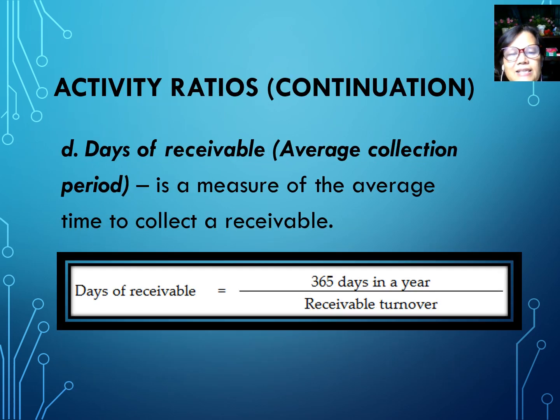So, the days of receivable or average collection period is a measure of the average time to collect a receivable. Days of receivable is equal to 365 days in a year over receivable turnover. Okay?